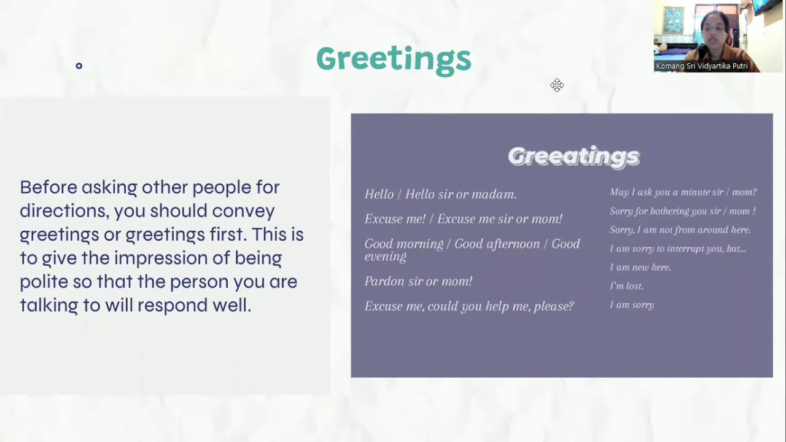The next is I will give you some notes for asking and giving direction. That is the note for giving direction. This is the note about asking direction. Before asking direction from other people, you should convey a greeting first. This is to give the impression of being polite so that the person you are talking to will respond well.